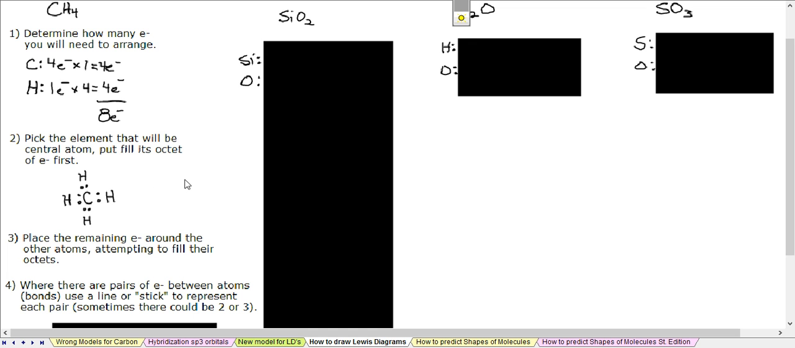That fills its octet. Now, there are some elements that don't quite follow this rule. Beryllium can be a central atom and only have 2 electrons around it, or 4 electrons around it. Boron is happy with 6. So there are some exceptions, but we're going to stick to the basics right now. We'll work on the exceptions later. So we've got our 8 electrons around carbon. Your next step would be, if you have any remaining electrons, to put them around the other atoms. In this case we don't, so this one's a little bit simple.